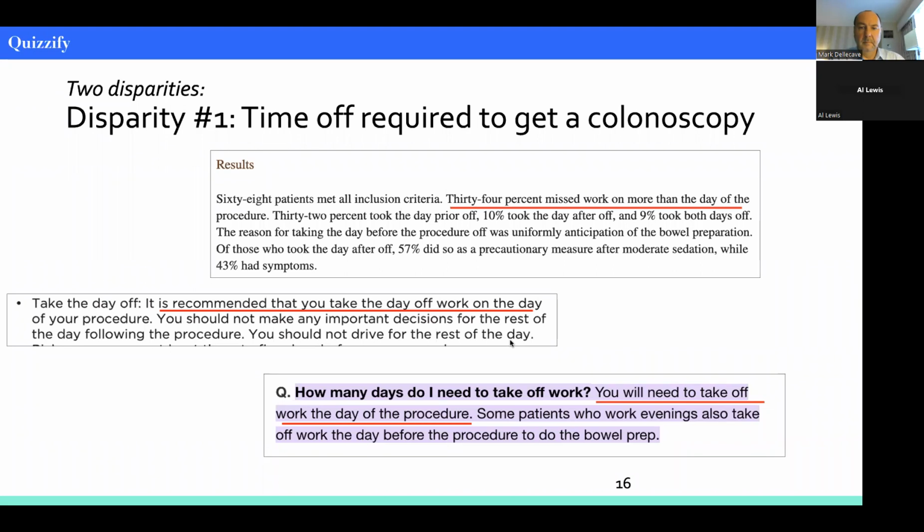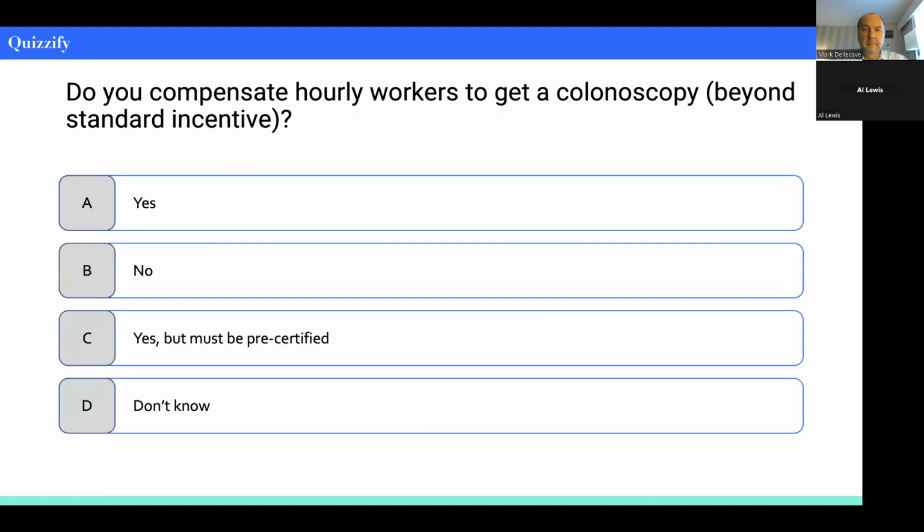One is the time off required to get a colonoscopy. And you can Google on time off from work and colonoscopy, and these are some of the things we got. 34% of people missed work on more than the day of the procedure. It is recommended you take the day off of work. You will need to take the day off from work. Some people work evenings, take the day off before as well. So people are losing work time, which is not an issue for the salaried population, but for the hourly population, it is an issue.